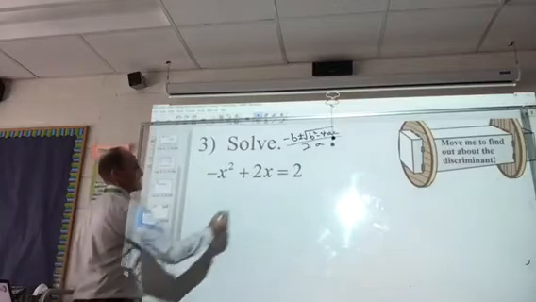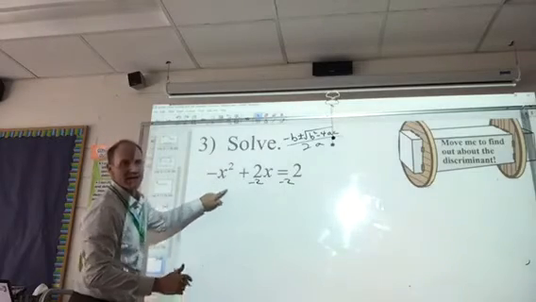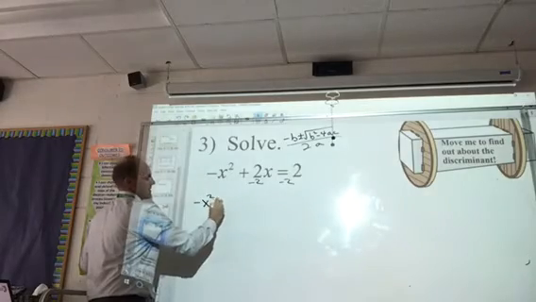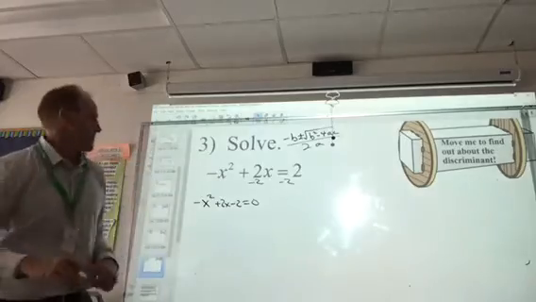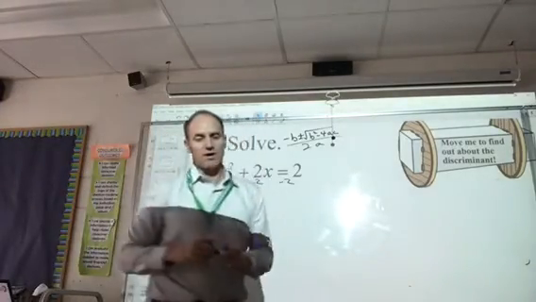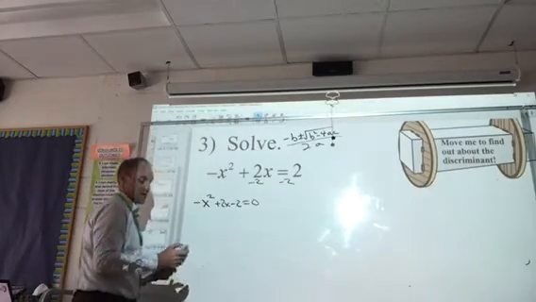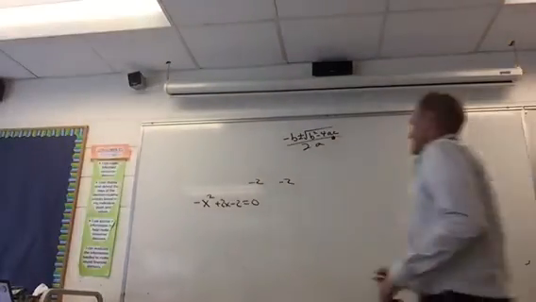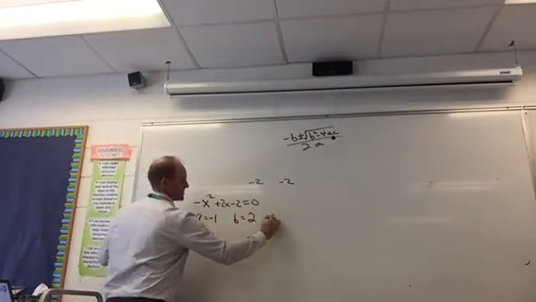Step 1, set equal to 0. I'm subtracting 2 from both sides. So as I do that, I'll write this over as my clear, that would be negative x squared plus 2x minus 2 equals 0. Right. Your A, B, and C next. Turn this off so we don't have any glares. So A equals -1, B equals 2, C equals -2.